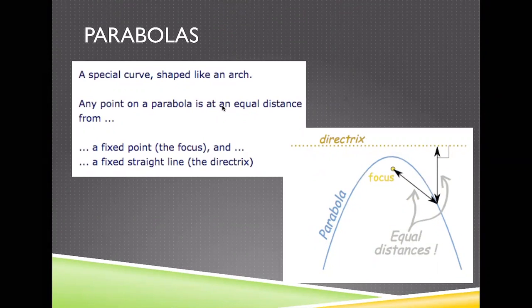And at any point on a parabola, it is equal distance from a fixed point, which is called the focus, and a fixed straight line that's called the directrix. And you can see in this picture that the distance from this point here to the directrix is the same as the distance from the focus to that point. So notice it's saying they're equal distances. So that's how you actually create a parabola.